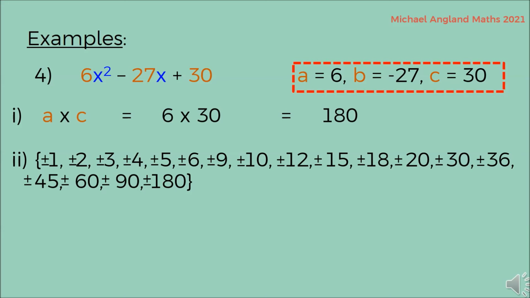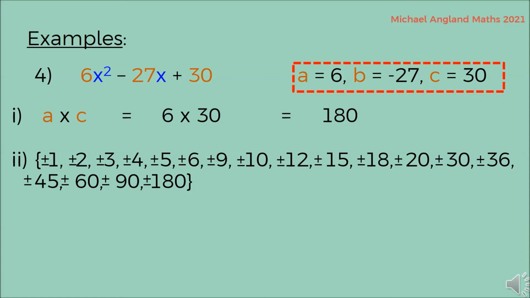Now, the pair of factors will be both positive or both negative. And if we look at b, since b is minus 27, that means that the pair of factors will be both negative. So we have 1 and 180, 2 and 90, 3 and 60, 4 and 45, 5 and 36, 6 and 30, 9 and 20, 10 and 18, and 12 and 15.